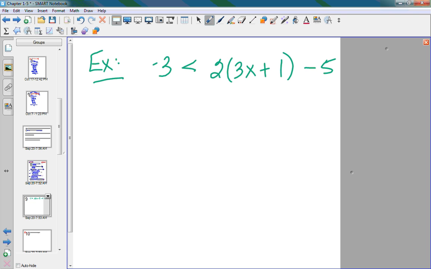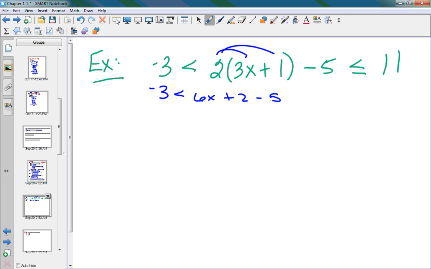Well, you would go ahead and distribute. So that gives you -3 is less than 6x plus 2 minus 5. And then I'm going to drop down less than or equal to 11. Now what would you do? You would combine like terms in the middle, right? So -3 is less than 6x minus 3, which is less than or equal to 11.